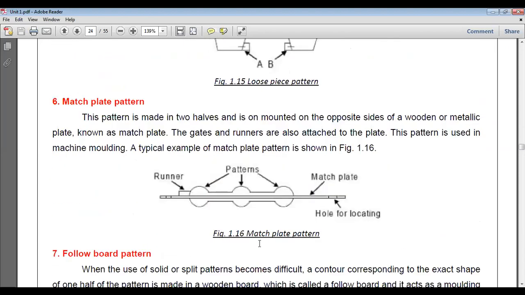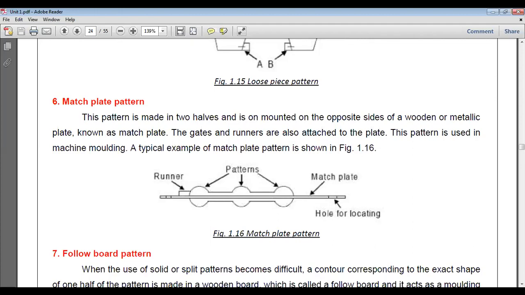Now coming to match plate pattern, we have a match plate. Match plate is when we have multiple patterns, we have to take casting, the part is small and it is made in two halves, and the pattern is made in two halves and is mounted on opposite sides of a wooden or metallic plate, known as match plate. That means these are patterns, a number of patterns are there, and we have a match plate in between them.